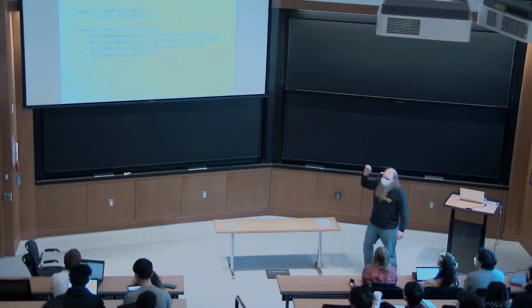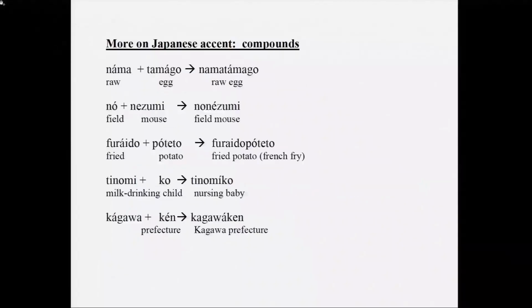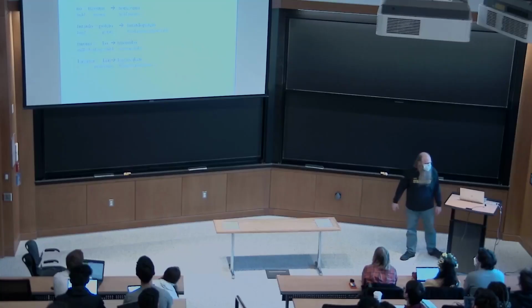That's what you get in most of the examples on the preceding slide. If we go back to the preceding slide, you can see that in raw egg, right? It's at the beginning of egg. And you can see it in field mouse. It's at the beginning of mouse. And you're also getting it in French fry.